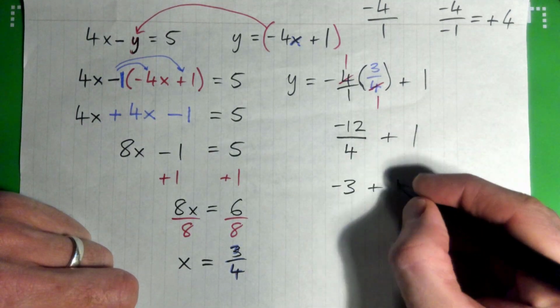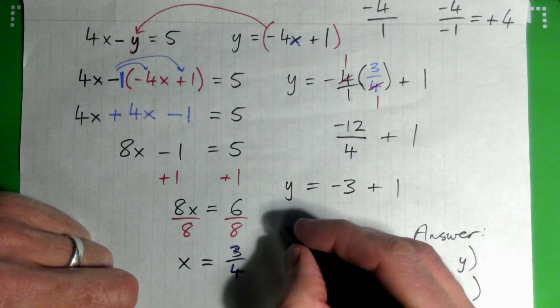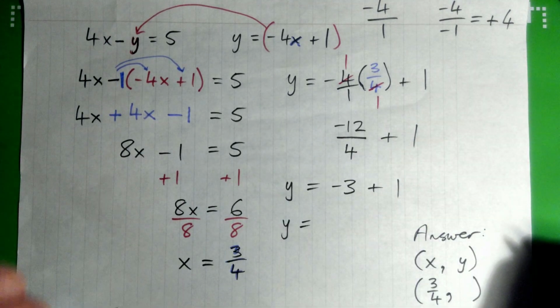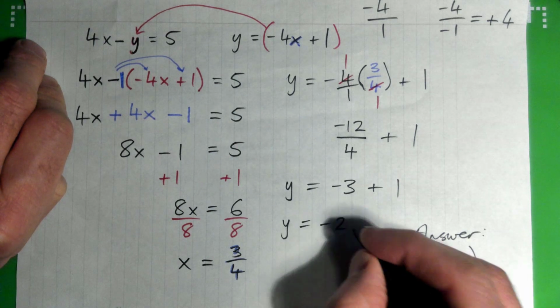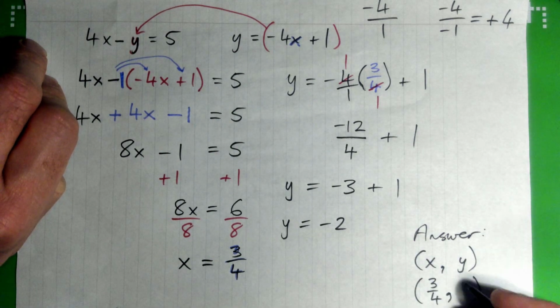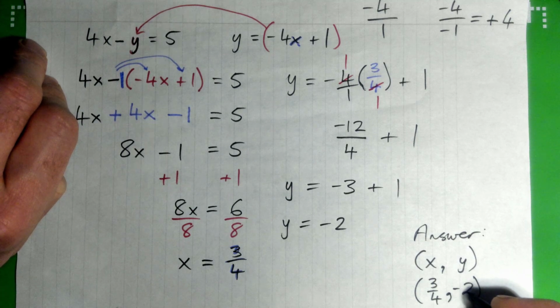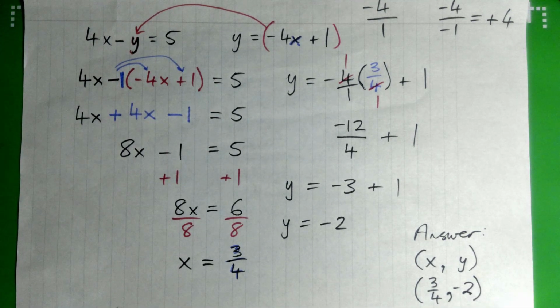All right. So in any case, we end up with y equals -3 plus 1, so y is -2, right? So our answer is x is 3/4 and y is -2. Okay. Yeah, that's correct. All right.